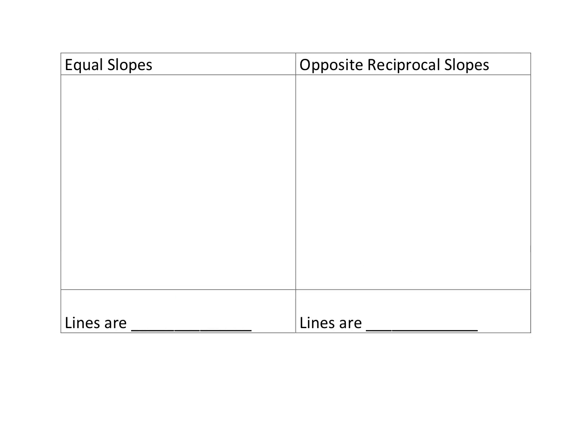Lines that have equal slopes, or the same slope, are parallel. And two lines that have opposite reciprocal slopes are perpendicular.